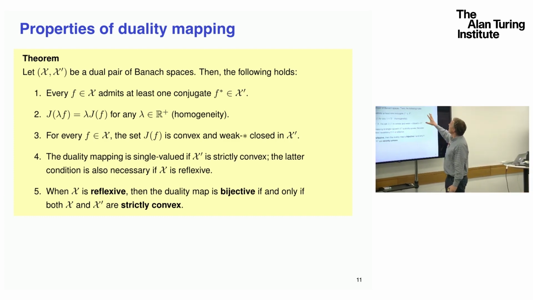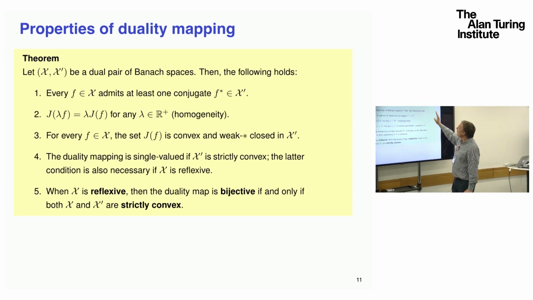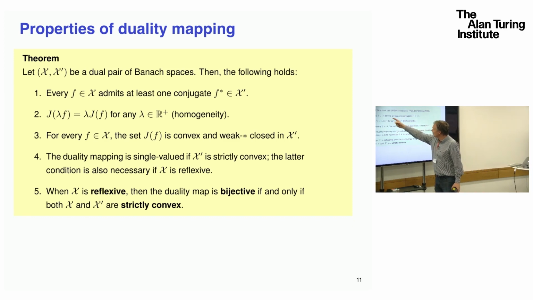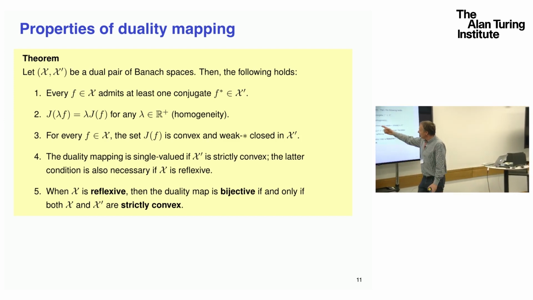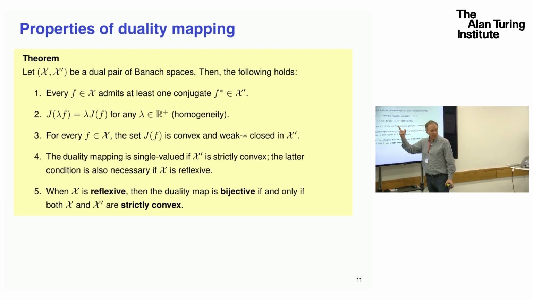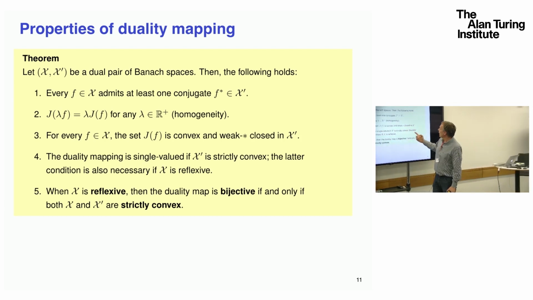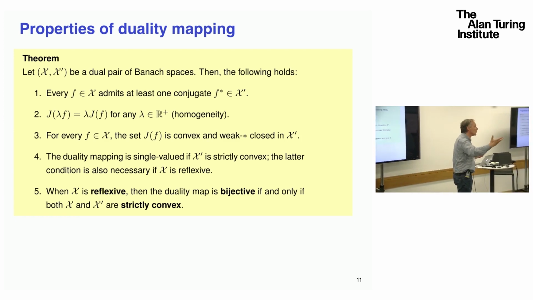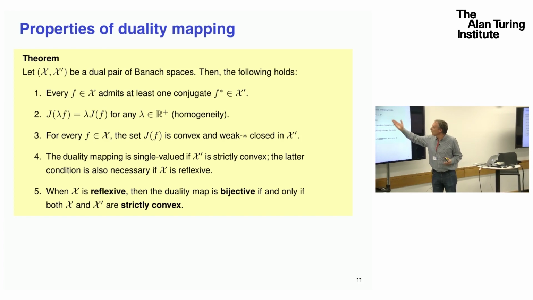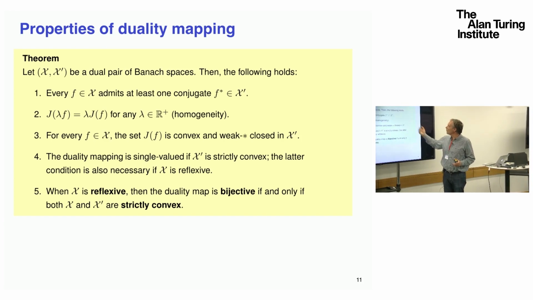Okay, so what are the properties of the duality mapping? And those are the giants on whose shoulders I'm standing. This is mostly in Beurling's paper and some others. Actually, there are books on duality mapping. So F admits at least one conjugate, so there's always a guy that will saturate the inequality. The duality mapping is homogeneous. In the case where the conjugate is not unique, at least it's a set that is convex and weak-star closed in X prime.